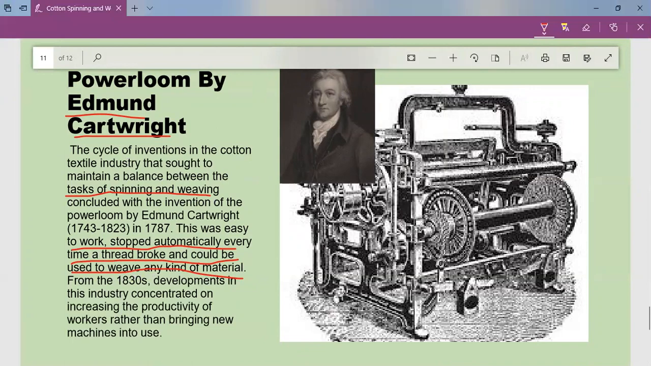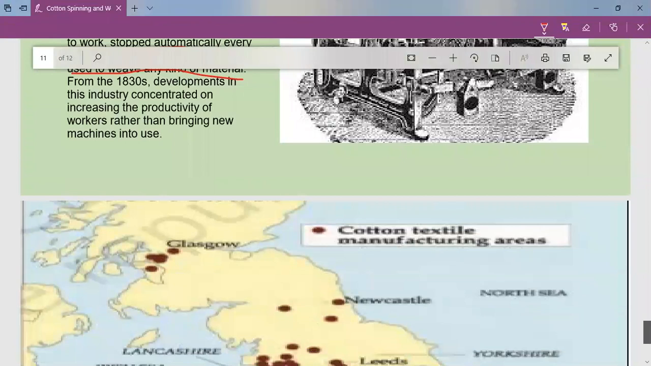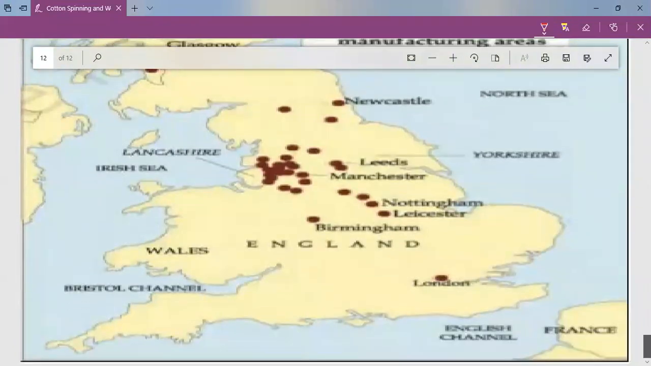Because of these developments in the textile industry, the British were getting a lot of profit. Some of the cotton textile areas are Lancashire, then Leeds, and Manchester, very familiar, Manchester. All these were the important cotton textile centers. Hopefully you understood.